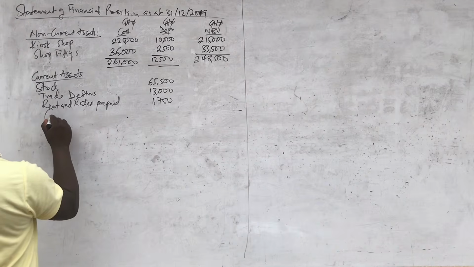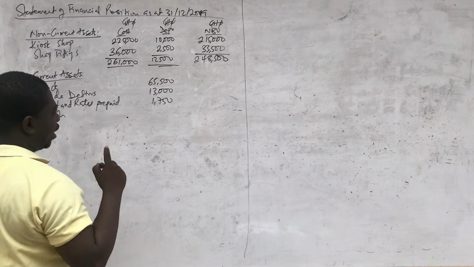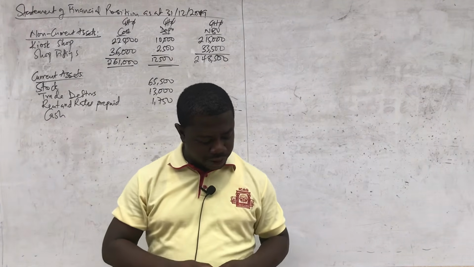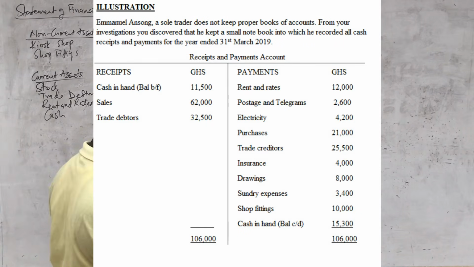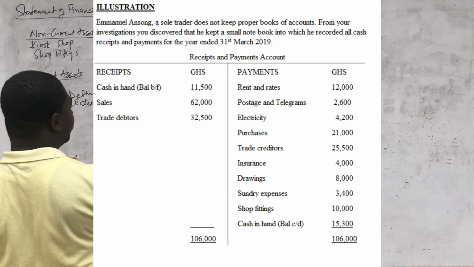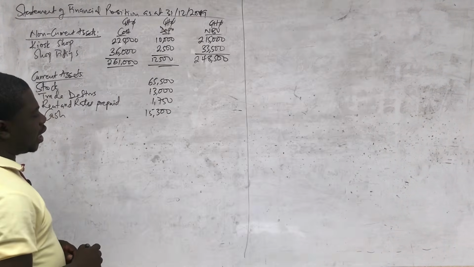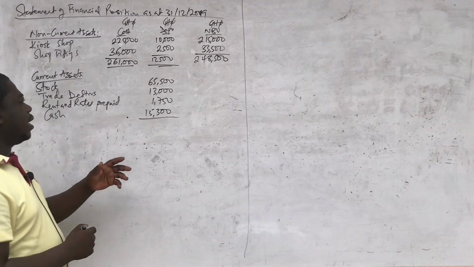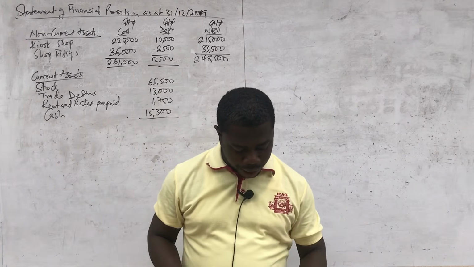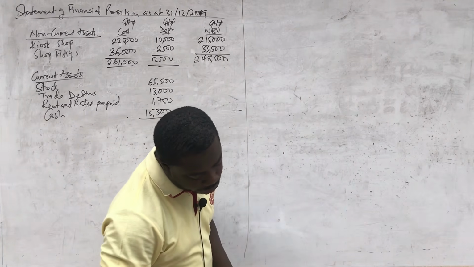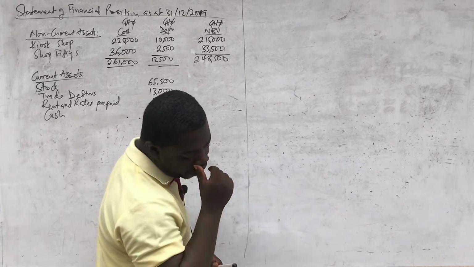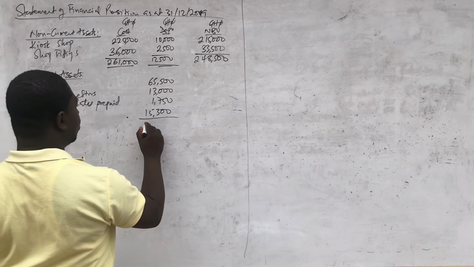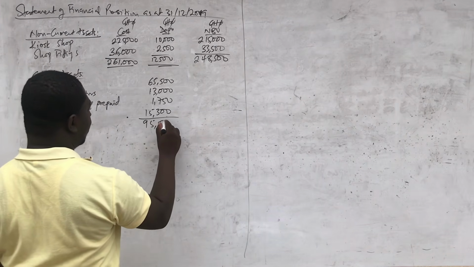And then finally, we can bring our cash balance. But that is going to be the closing cash balance, which is 15,300. That can be found from your receipt and payment account, the closing balance. So now that we have brought our current assets, we add that up and find the total. The total is going to be 95,550.